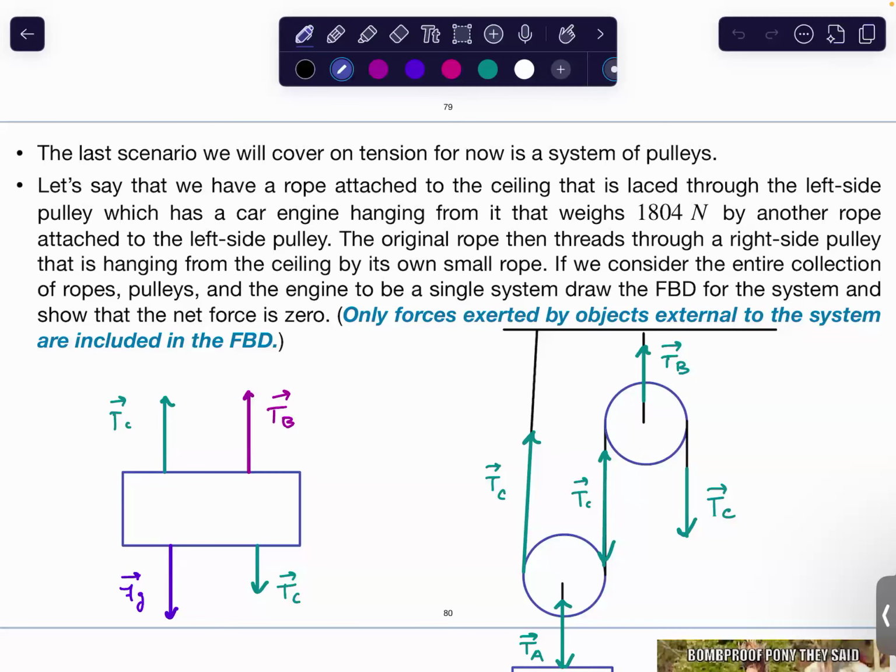Okay, so I believe last time you asked me to start explaining this one again with all of the tensions. Okay, so of course we're going to be solving this system.